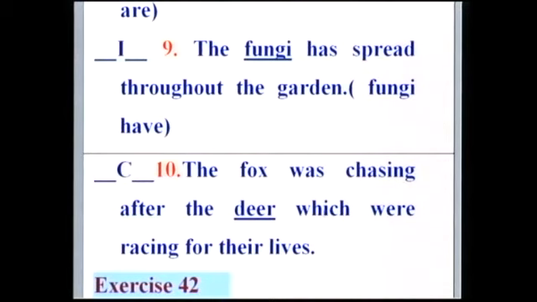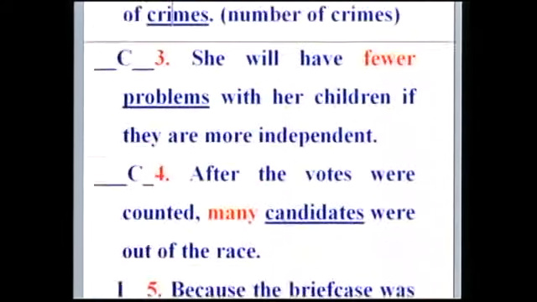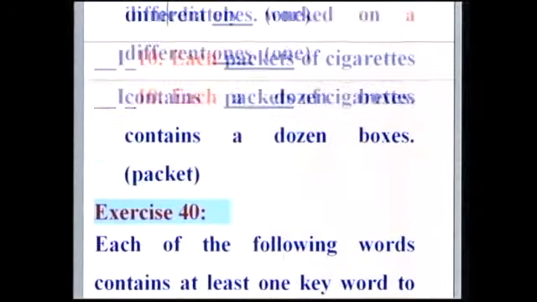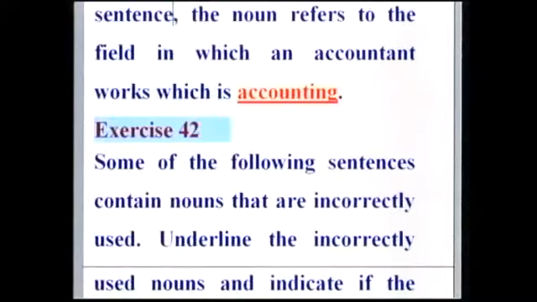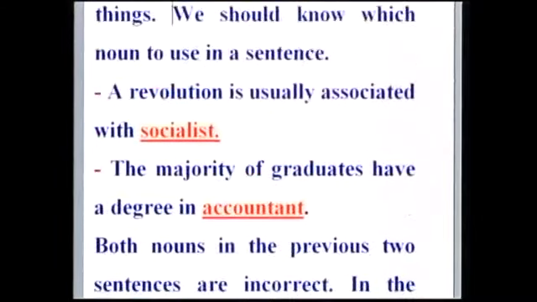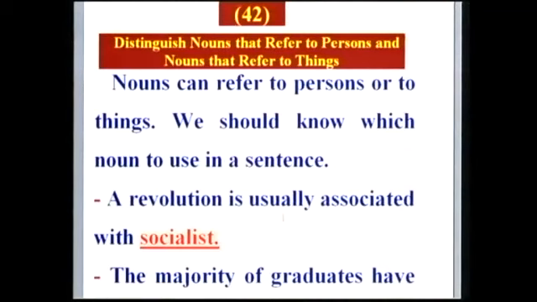The fox was chasing after the deer which were racing for their lives. ودي برضو شرحناها وقلنا إذا كانت مفرد هتبقى was chasing after the deer which was racing for its life. طيب let us now look at the last point to notice about nouns. Now distinguish nouns that refer to persons and nouns that refer to things.